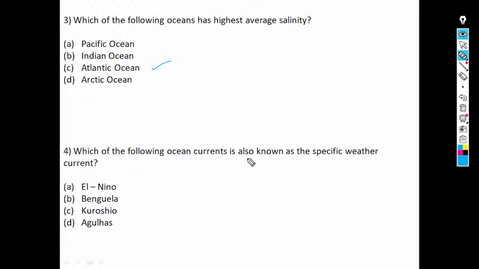Then, which of the following ocean currents is also known as the Pacific weather current? El Nino, Benguela, Kuroshio, Agulhas. They're very fundamental, we're discussing them. It is El Nino.